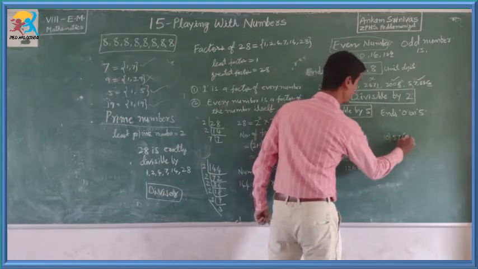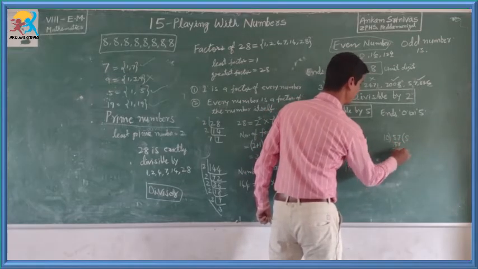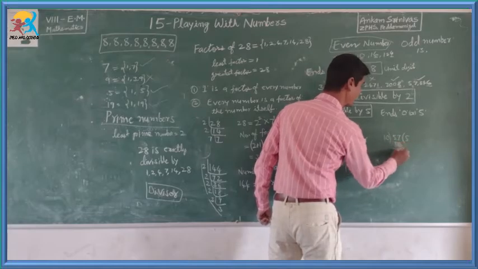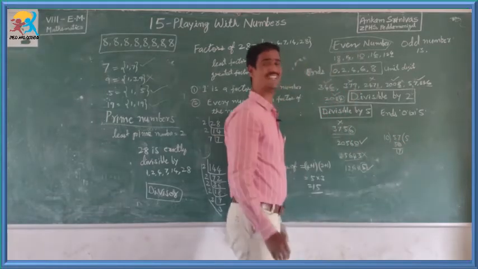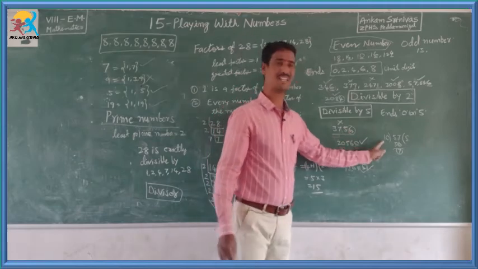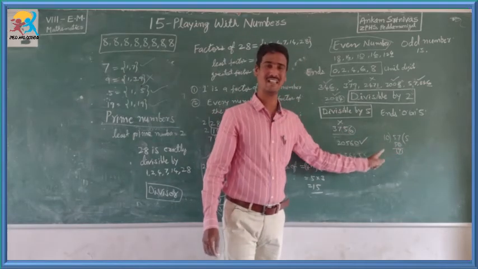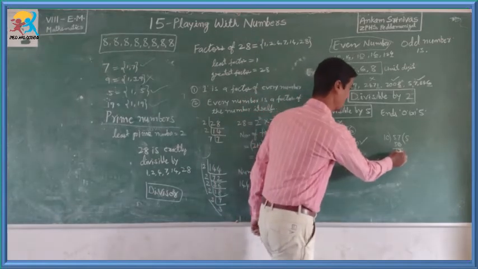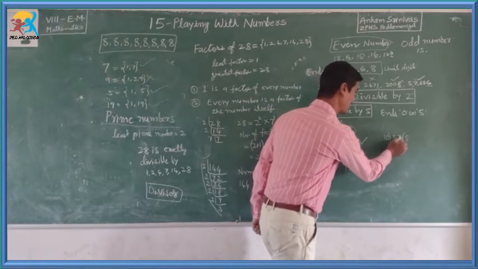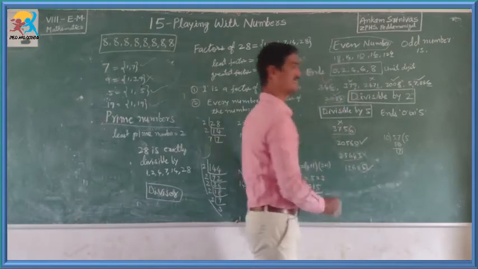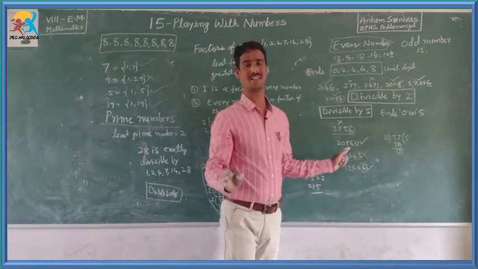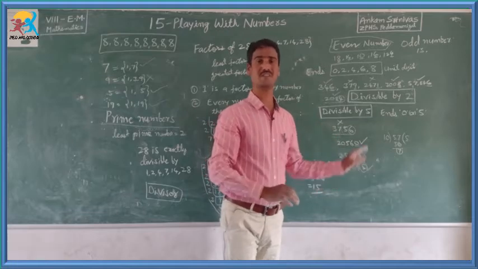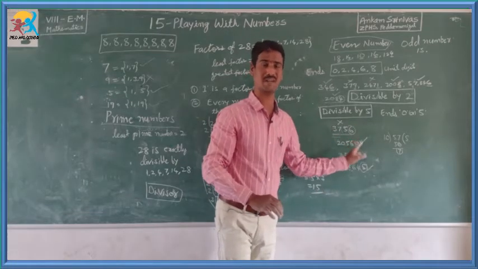10 5s are 50, so 57 minus 50 leaves a remainder of 7. The remainder must be less than 10, so the remainder is 7. So 57 is not divisible by 10. Divisible means the remainder is 0. So 57 is not divisible by 10.